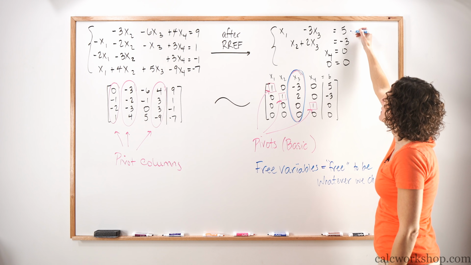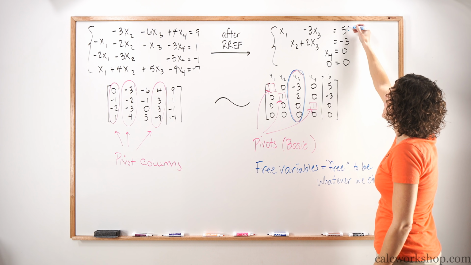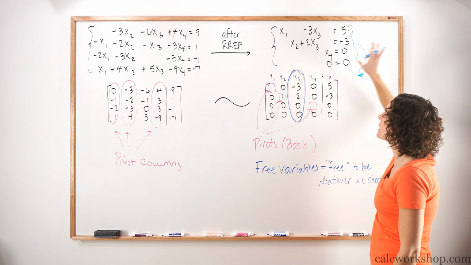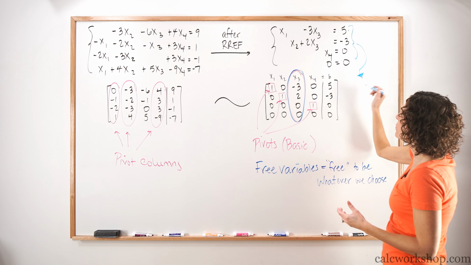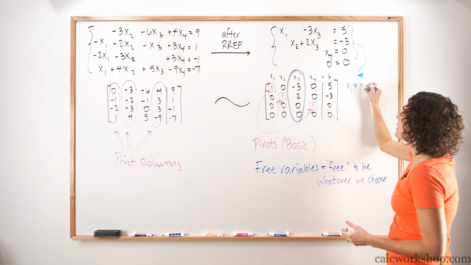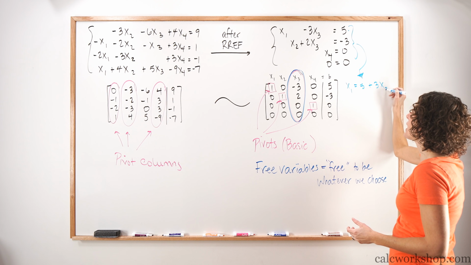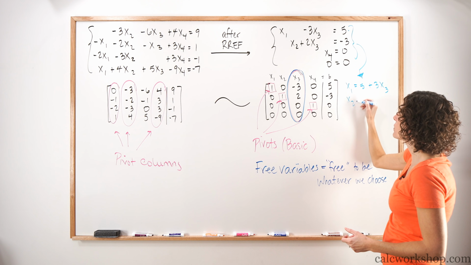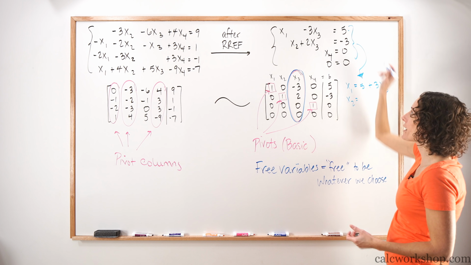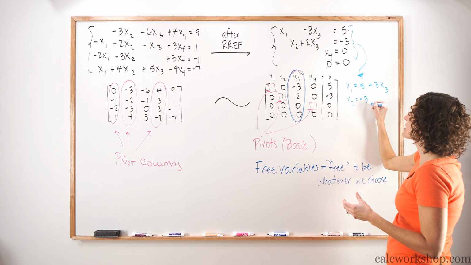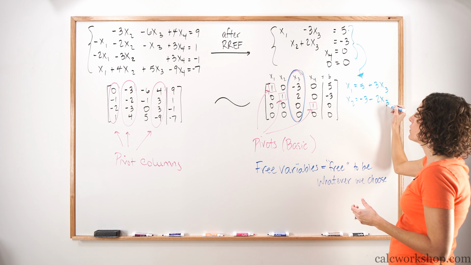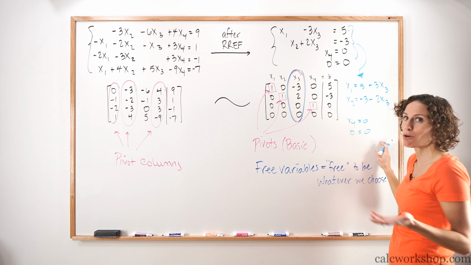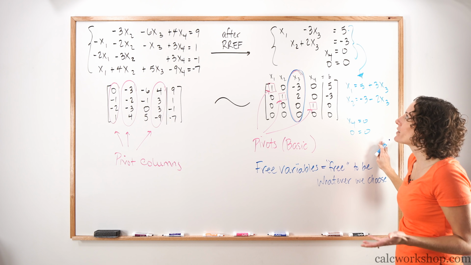What we're seeing, if I rewrite this, if I move everybody over to the right-hand side and solve, is that x sub 1 equals 5 plus 3x sub 3. I'm just moving the 3x sub 3 to the other side. We see that x sub 2 equals, and I'm going to bring the other guy over to solve for x sub 2, negative 3 minus 2x sub 3. Well, I see that x sub 4 equals 0, the bottom row wiped out, and 0 equals 0 all the time. But what does x sub 3 equal?